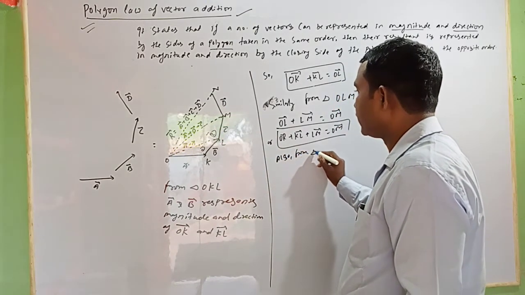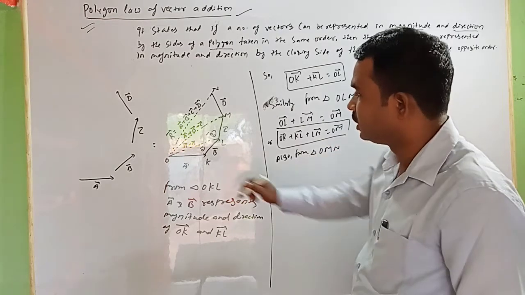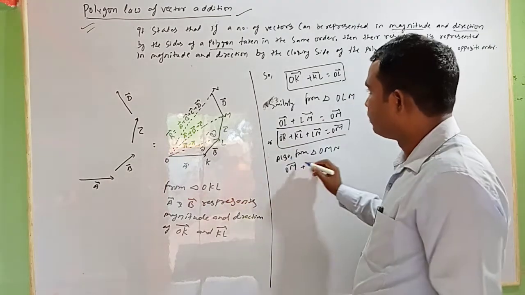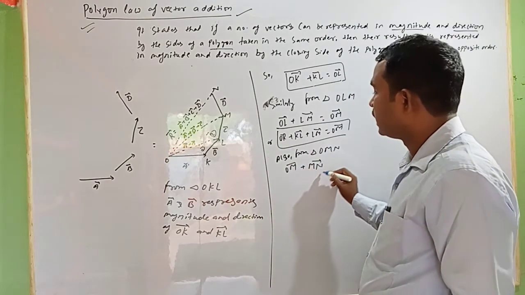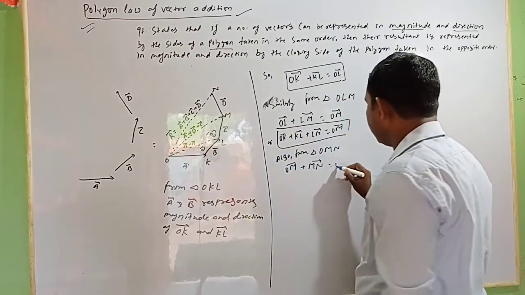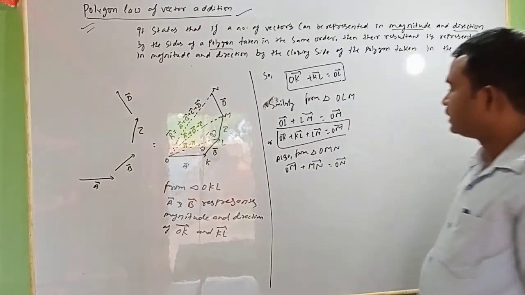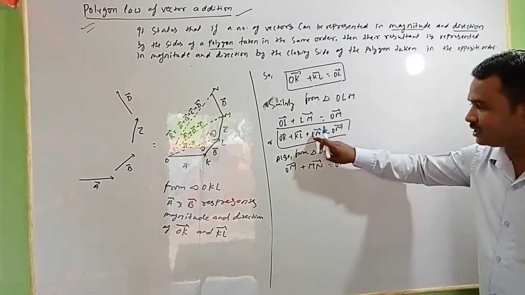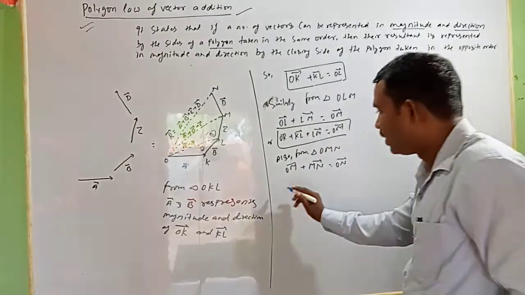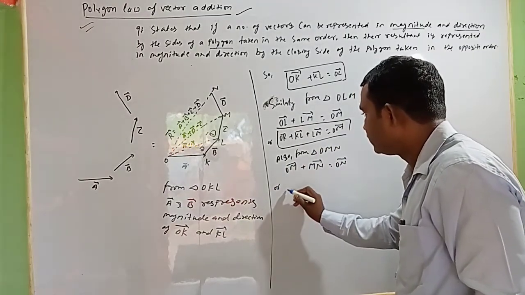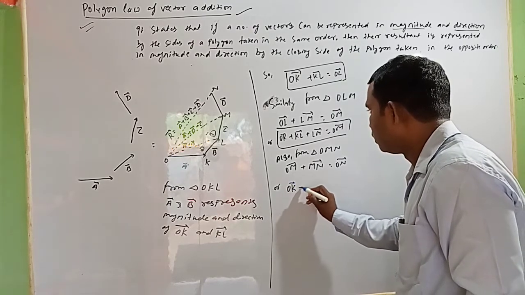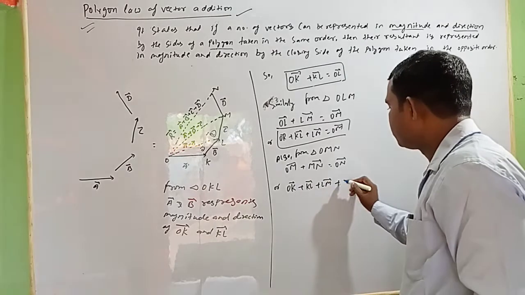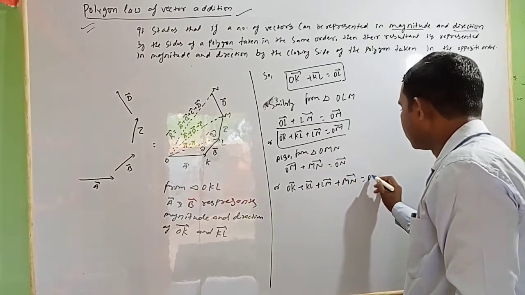Also from triangle OMN, what will you write? You will write vector OM plus vector MN equals vector ON. Can you write this? You already have the value of OM, so you can substitute it here. Therefore, you can write vector OK plus vector KL plus vector LM plus vector MN equals vector ON.